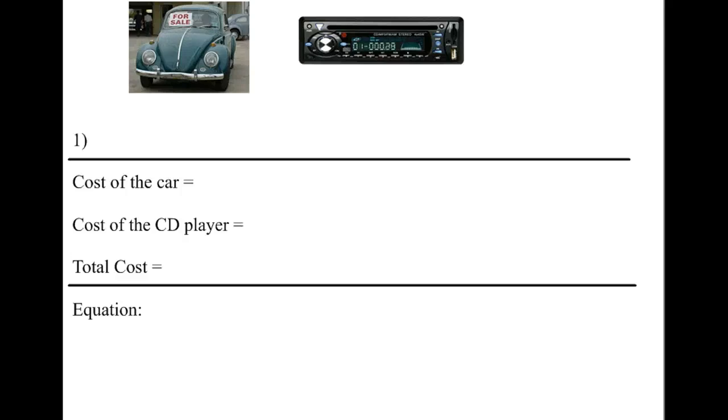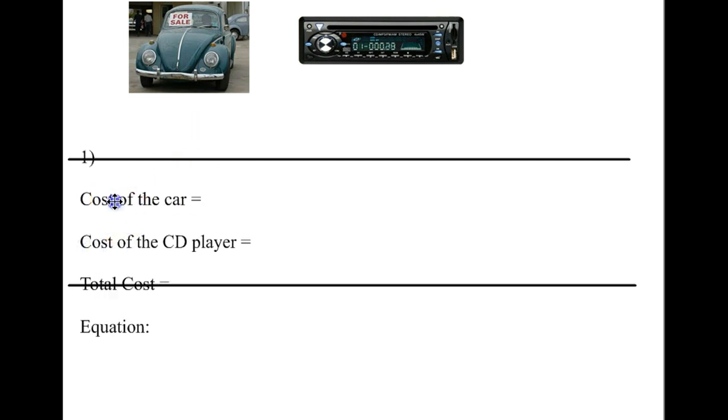So, number one, the problem is: a used car with a CD player costs $3,200. The car alone costs 9 times as much as the CD player. What is the cost of each? So, if we think about the general setup, we've got two things here and we've got a total cost.